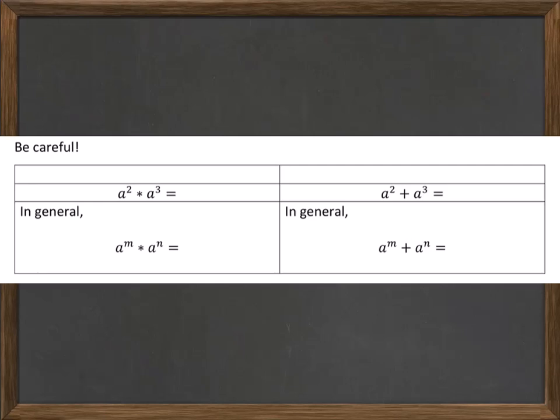Okay, so again, I just want to remind you guys that we apply the product rule when we multiply terms. So in other words, a squared times a to the third, right, that's going to give us a to the 2 plus 3 power, or a to the fifth power. And in general, a to the m power times a to the n power is a to the m plus n power. Okay, so this is, again, an example of the product rule.